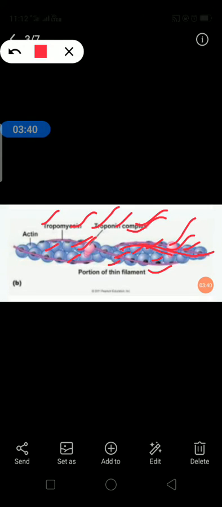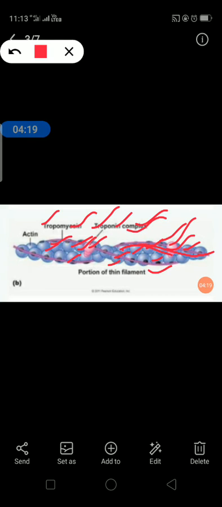In the tropomyosin, what is present? Troponin complex is present. Once again, children, two filaments of tropomyosin run close to F-actin. So it is tropomyosin. What is troponin? A complex protein. Troponin is a complex protein present at regular intervals in the tropomyosin. So you can see it is the troponin here, and here also the troponin.